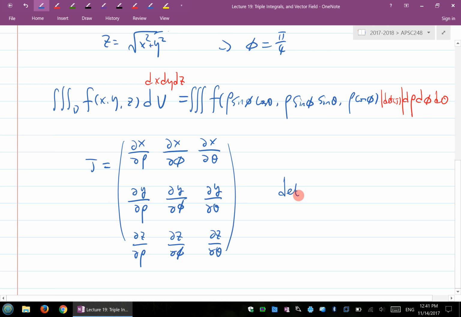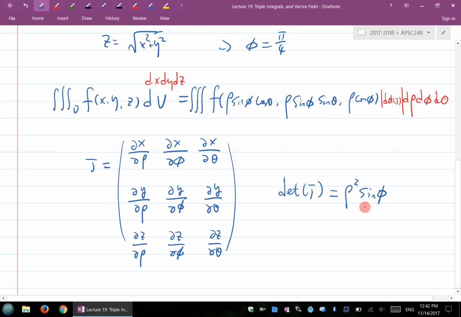Then you calculate the determinant of this 3 by 3 matrix. I'll leave that as an exercise for you to do. As you will see, the determinant for this 3 by 3 will turn out to be just rho squared sine phi. So that's your determinant here.